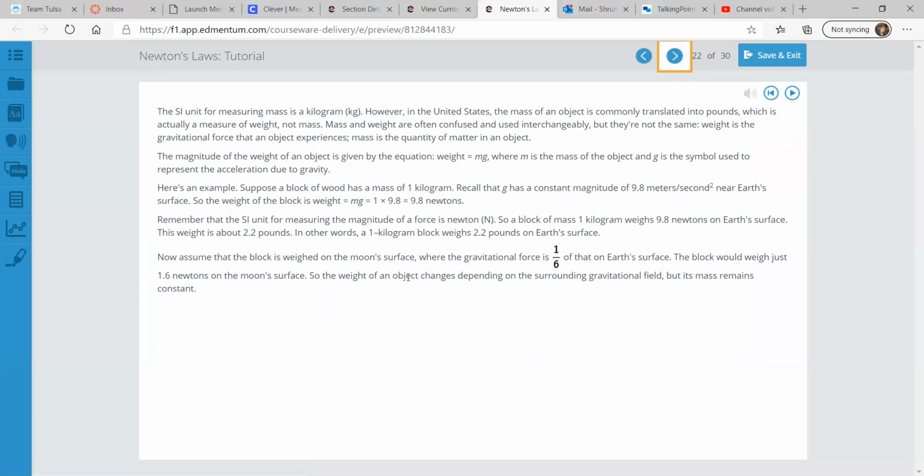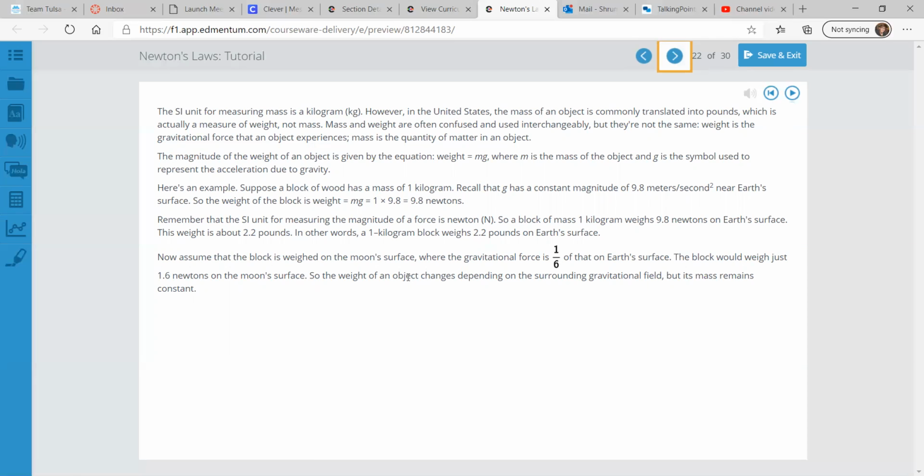The magnitude of the weight of an object is given by the equation weight equals mass times the gravitational acceleration, W = mg, where m is the mass of the object and g is a symbol used to represent gravity's acceleration, or the acceleration due to gravity.